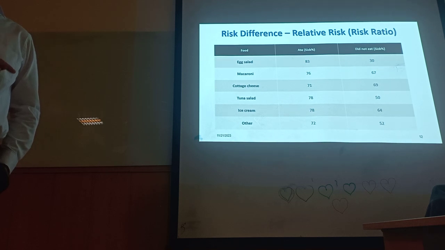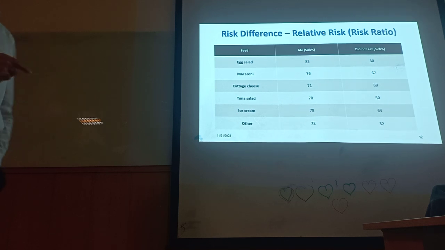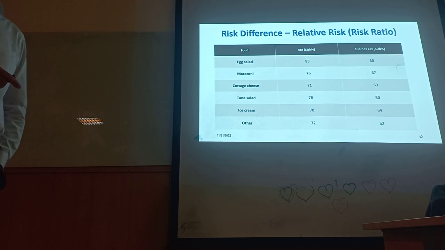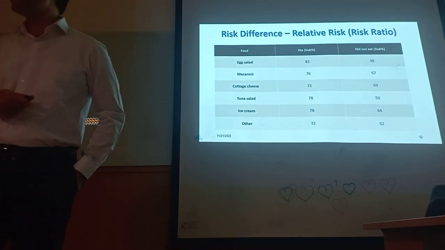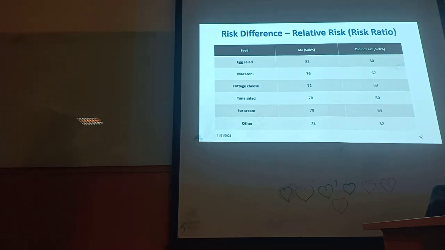And your guess was right. Excellent. Because the absolute risk for those who did not eat egg salad was 30%. And for macaroni is 67, for cheese is 69, for tuna salad is 50, for ice cream is 64, and for other items is 52. Again, the same question. Which food item is responsible?